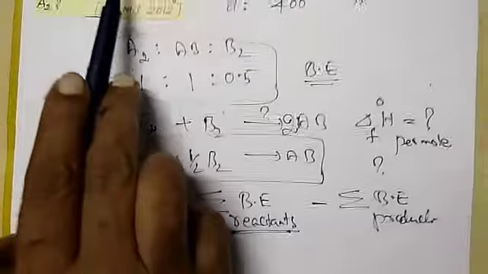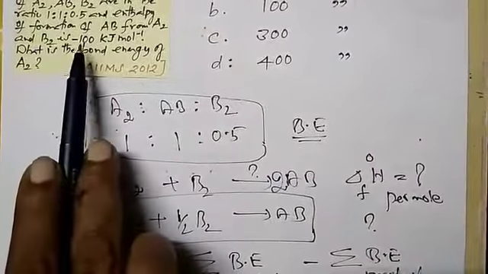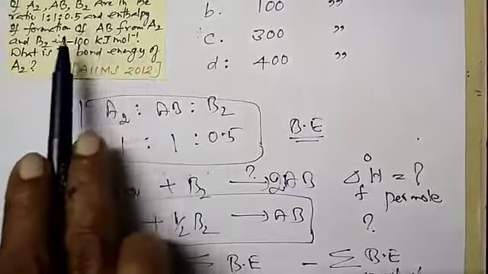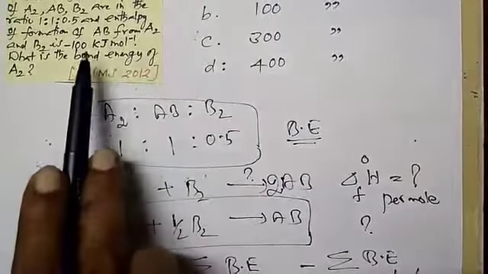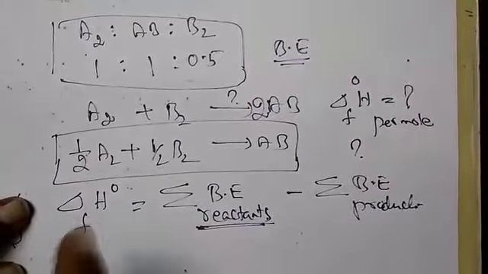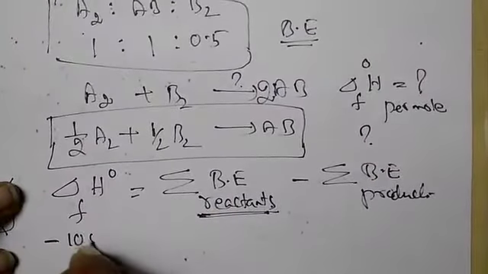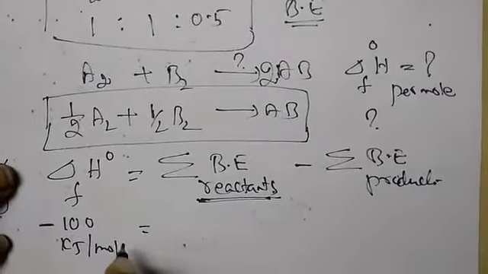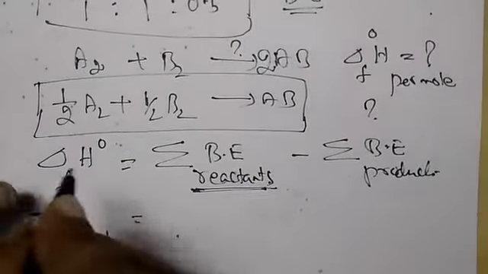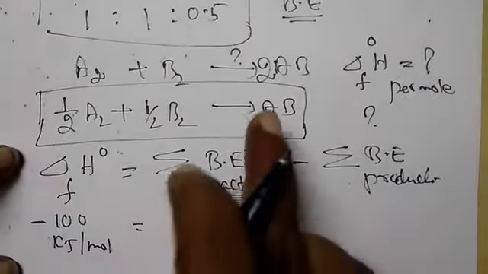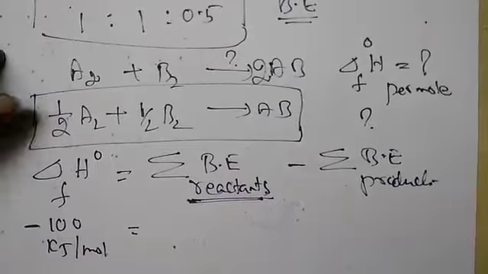What is the work given? AB from A2 and B2 is 100 kilojoule per mole, if the enthalpy of formation of AB is minus 100. So this value is given as minus 100 kilojoule per mole. Take it very carefully, because it is given as enthalpy of formation, we understand this is for 1 mole. That means this is the given equation.